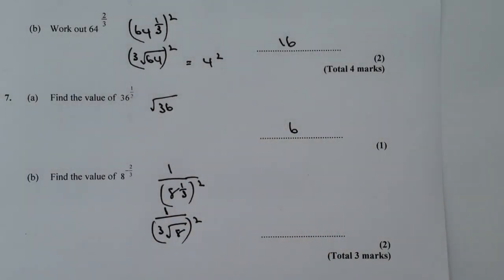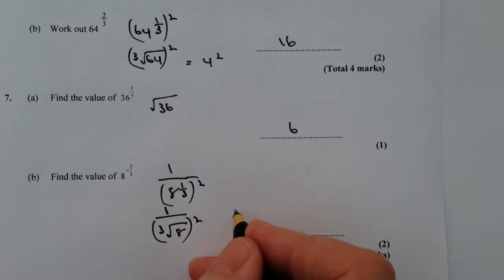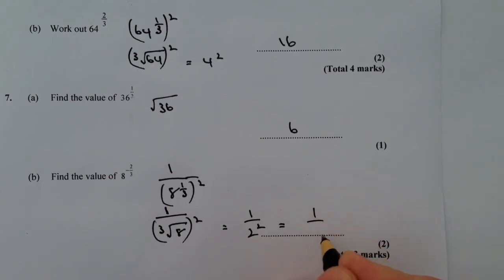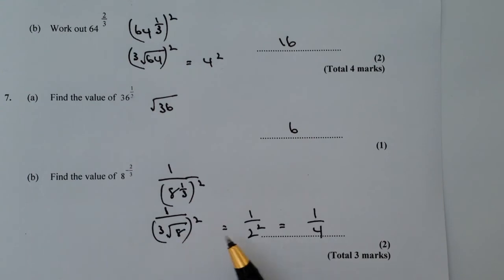Okay, well, the cube root of 8 is 2, so I could write that as, I hope you can see this okay, 1 over 2 squared, which equals 1/4. So the cube root of 8 is 2, and I'm going to square that. There's my square sign here, so 2 squared is going to be 4, giving 1/4. I hope that's okay for you.